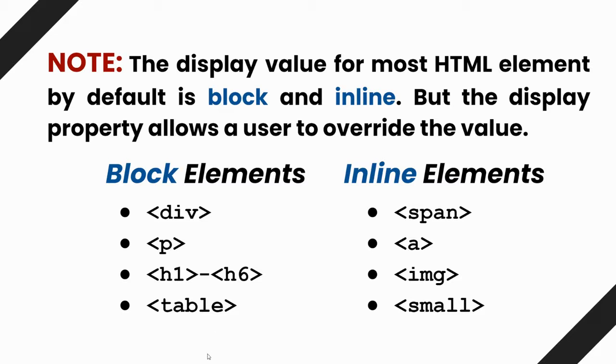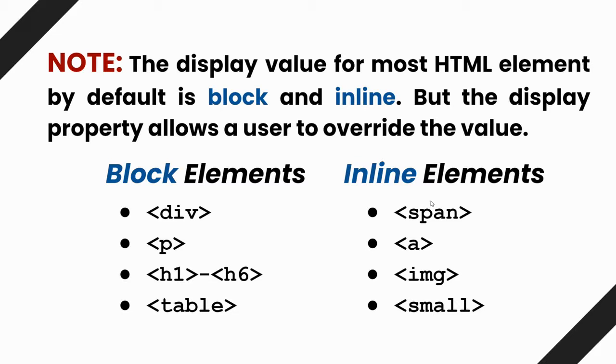And likewise, we also have the inline elements on the other hand. You can see that under it we have the span, the a tag, which is called the anchor tag, the image tag, and the small tag. Now, each of these elements are not the full set, but this is just a quick example of what block and inline elements are.